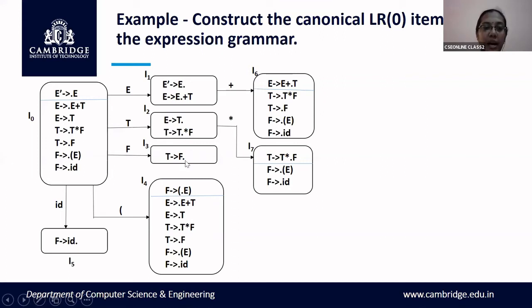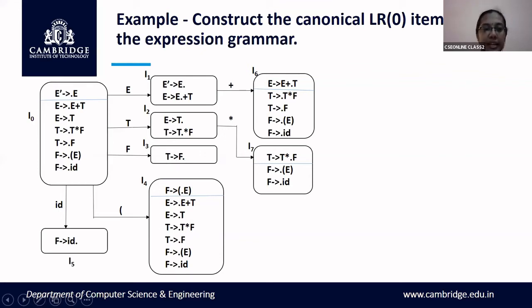Now coming to I3. In I3, you have only one production rule, T derives F dot. Dot is already present on the rightmost side, so there are no more symbols to move the dot towards the right side. The parser has already seen all symbols on the RHS of the production rule. So you need not take a goto from I3 to any other item set. So this is the end. This is the final state.